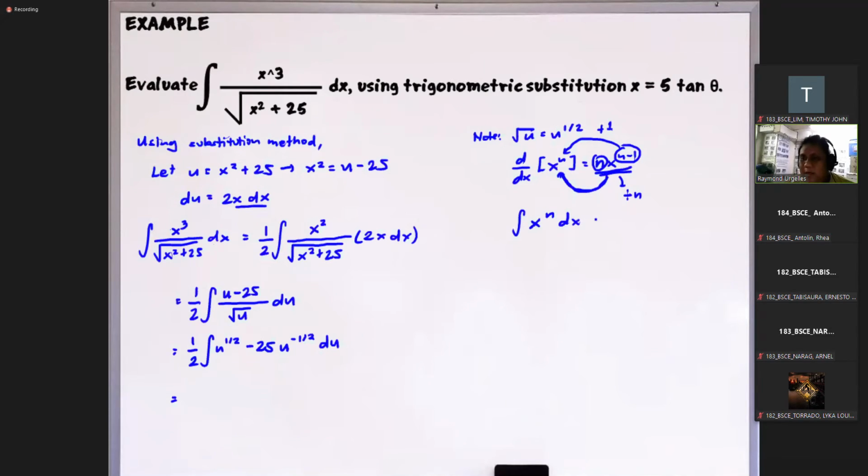dx is equal to, again, yung exponent, dadagdagan natin ng 1, then i-divide natin kung ano yung lalabas na value, plus constant. Again, that's the power rule for integration.